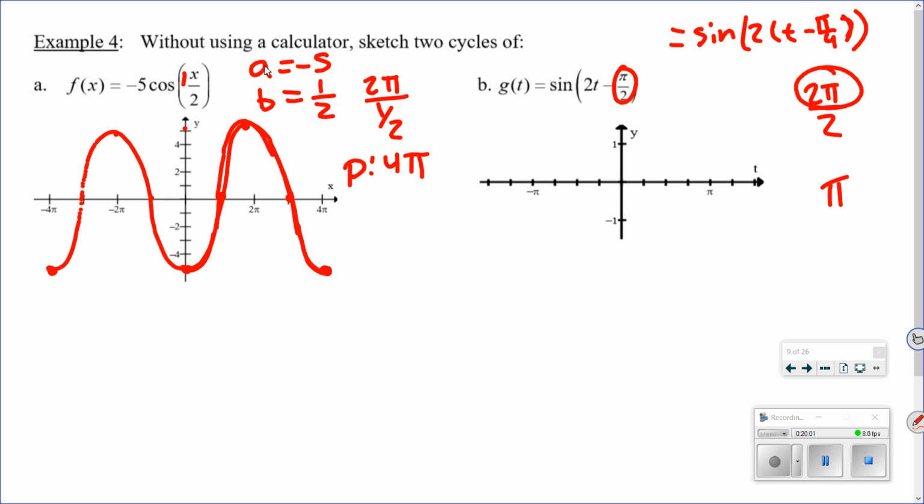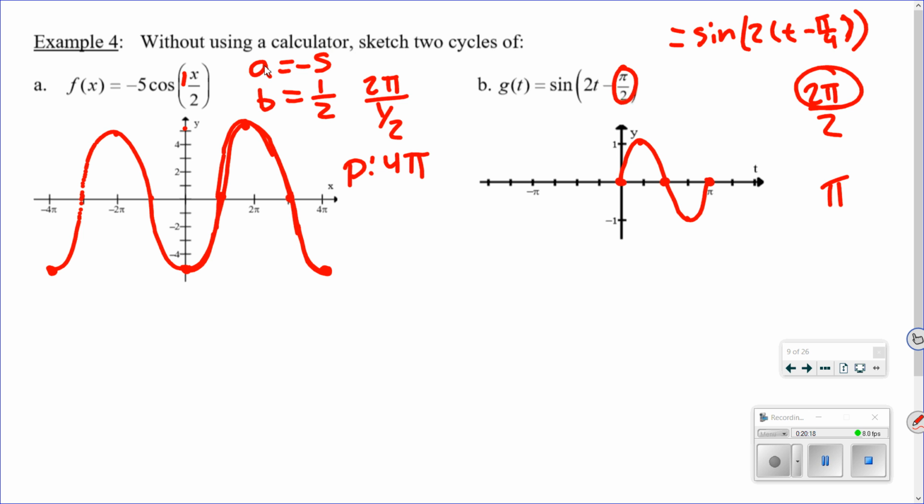So if the period is pi, the sine function starts at 0 in the middle, and it ends at pi. It's got to go through one cycle. Halfway in between, it will cross again. Halfway between there, it'll reach its max point. Halfway between there, it'll reach its midpoint. So this is what the original graph looks like.